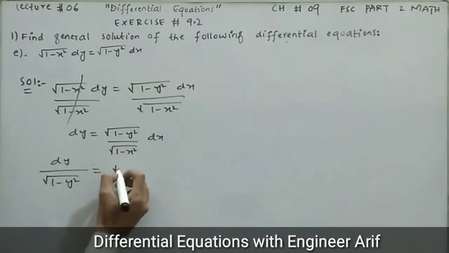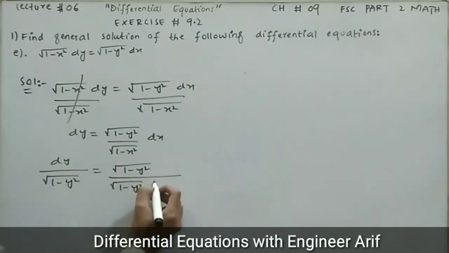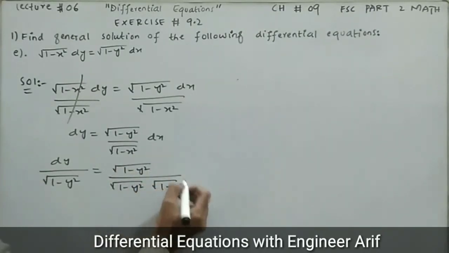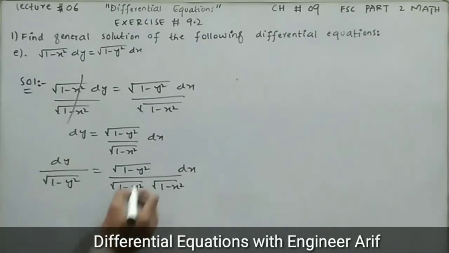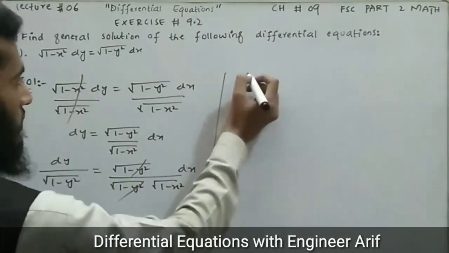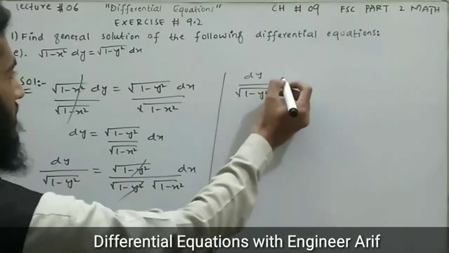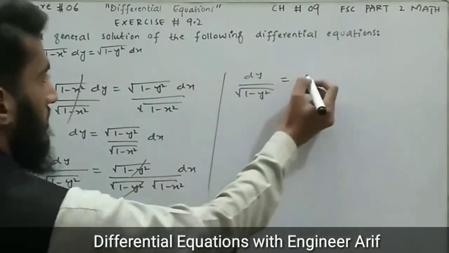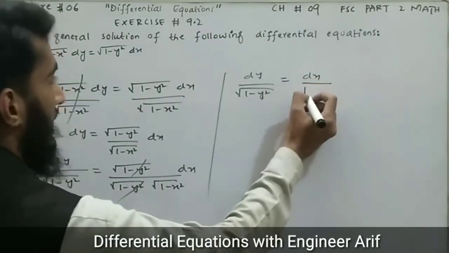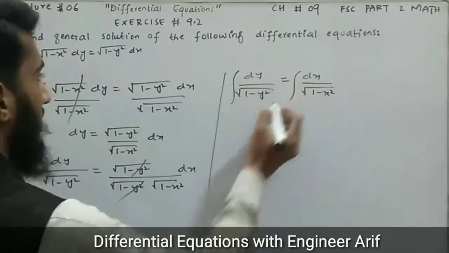So on this side we are left with square root of 1 minus y square divided by square root of 1 minus y square, these are cancelled out with each other. This will come down as it is, square root of 1 minus x square, and this dx will come down as it is. So we are left with dy divided by square root of 1 minus y square is equal to dx divided by square root of 1 minus x square, and taking the integral on both sides.